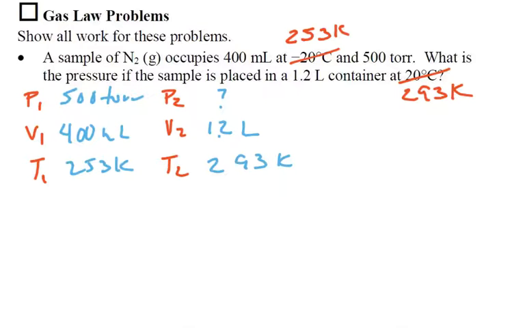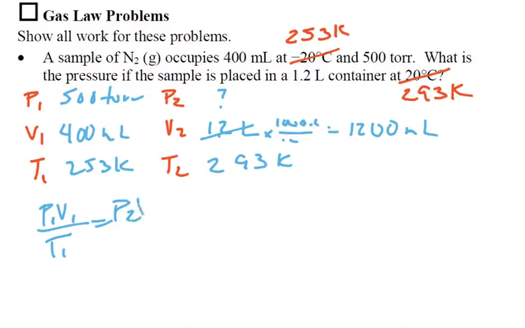The only thing here is that I need to have both volumes in the same unit, so I'm going to change this one. There's 1 liter for 1,000 milliliters, so I can make it 1,200 milliliters. I could have also changed my first volume to 0.4 liters, either one, just as long as they match. Now I can substitute in: P1 V1 over T1 equals P2 V2 over T2. I've changed to Kelvin, I've changed the milliliters, we're good.